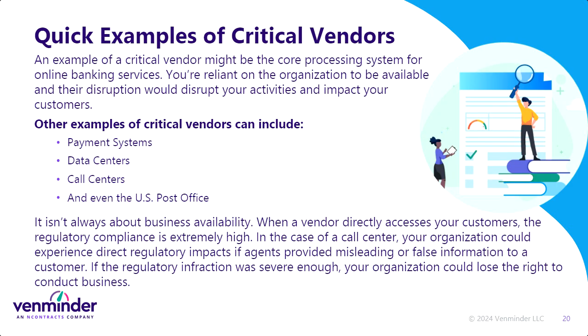Here are just a few quick examples of critical vendors that might be familiar to you. A core processing system for online banking would be critical because an organization is depending on that system to be available, and any disruption or outage could significantly impact their operations and customers. Payment systems, data centers, call centers, and even the U.S. Post Office can also be considered critical if an organization depends on them to maintain their operations.